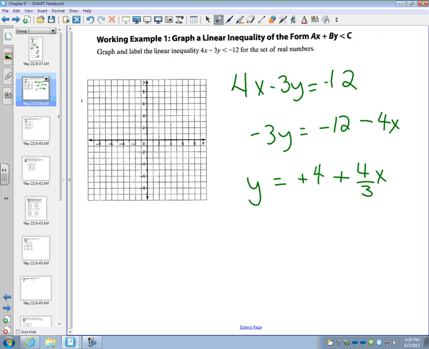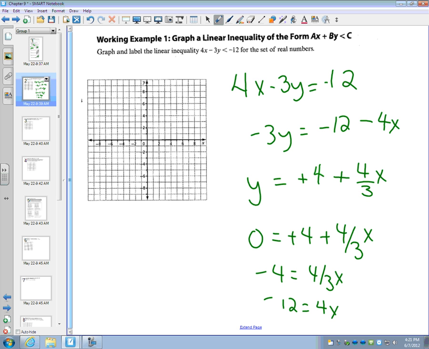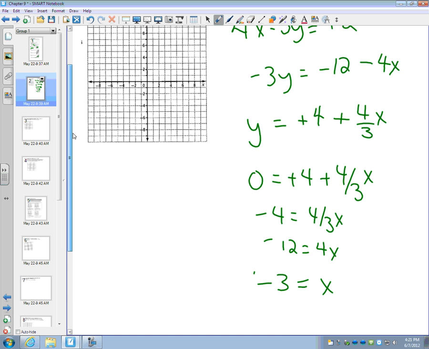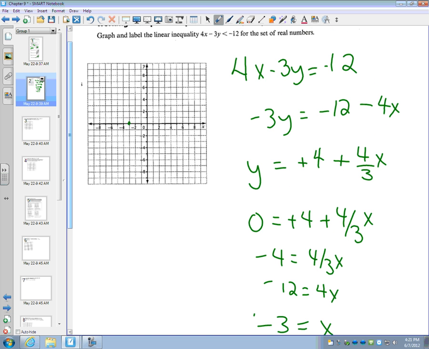Okay, I'm going to use intercepts this time. So to get my 2 points, first of all, I'm going to let y be 0. And this is going to give me an intercept. Times by 3. So I get negative 12 equals 4x. I get x is equal to negative 3. So when x equals negative 3, y equals 0. So there's 1 point right there.